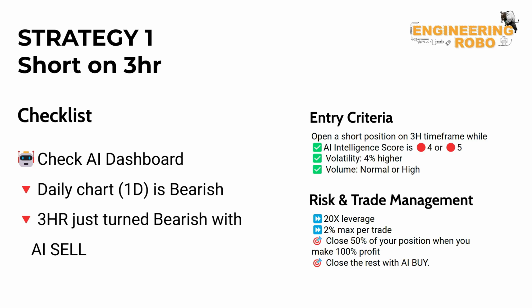The entry criteria for strategy 1, shorting on a 3-hour time frame. Open a short position on the 3-hour time frame as long as the AI intelligence score is red 4 or red 5. Volatility must be 4% or higher. Volume needs to be normal or high.